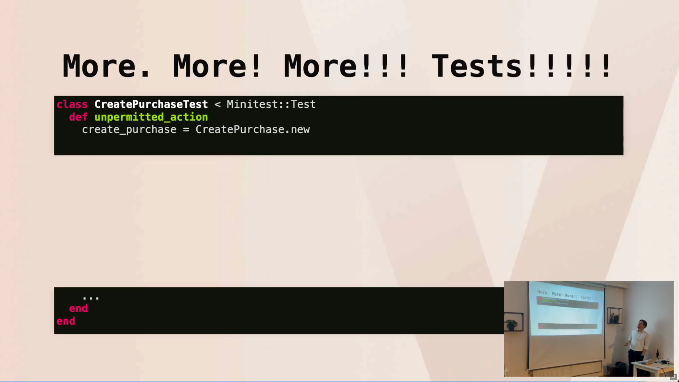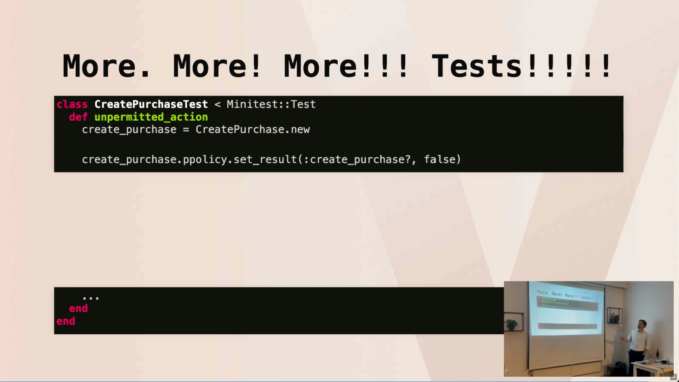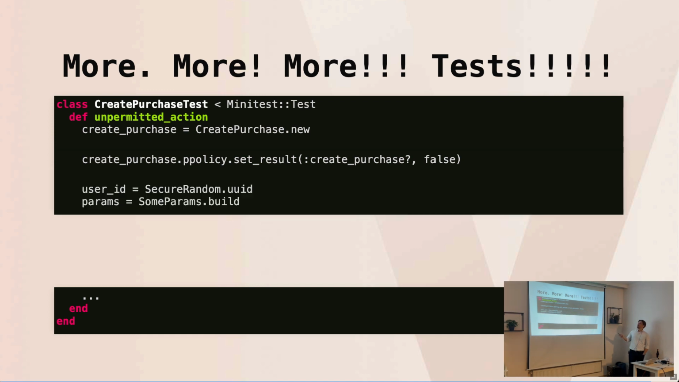More tests. This time, let's say that the action is unpermitted. In other words, our user is not permitted to create a purchase. In this case, we use only the policy dependency, and we're saying that create purchase is false this time. And we don't need to create any other dependencies because they will not even be called. So we can keep the default behavior.